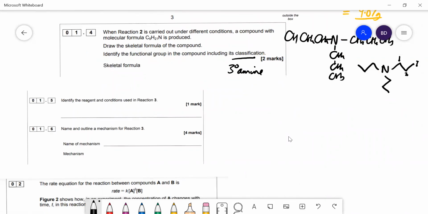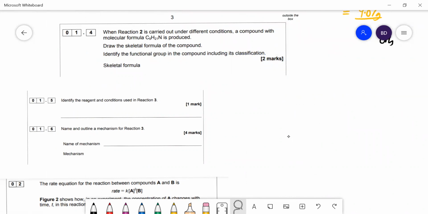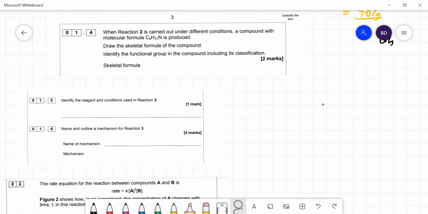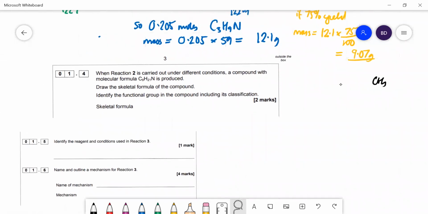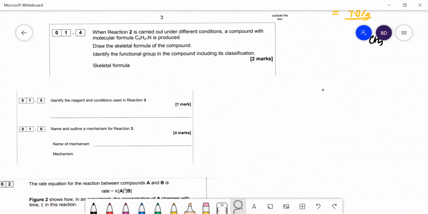Identify the conditions, and just tidy this up a bit. Identify the conditions and the reagents used in reaction 3. Okay, so if we look at reaction 3, well, that was when we got the haloalkane. So you've got C3H7Br. In reaction 3, it goes to C3H6.